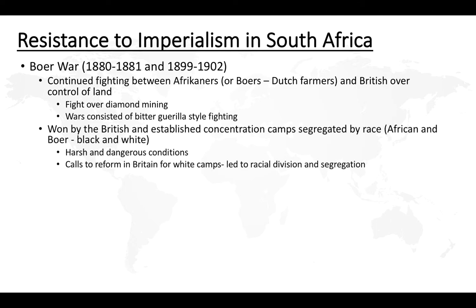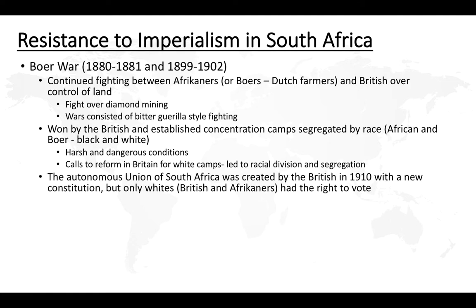It's eventually won by the British, and when the British took control of South Africa, they're going to establish these concentration-style camps where they segregate South Africa by race. We see Africans and some Boers, the Dutch, who are going to be put in these camps with really harsh conditions, working camps. And it's going to lead to a lot of division and segregation in Africa for a while. We see this lasting all the way until Nelson Mandela in time period 6 is going to be fighting to try to fix the segregation in South Africa.